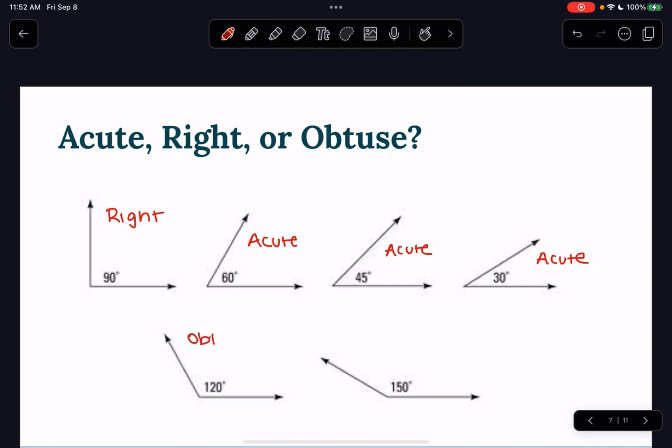And down at the bottom, 120 is greater than 90, so that's going to be obtuse. And same with 150, that is greater than 90, so it is also going to be obtuse.